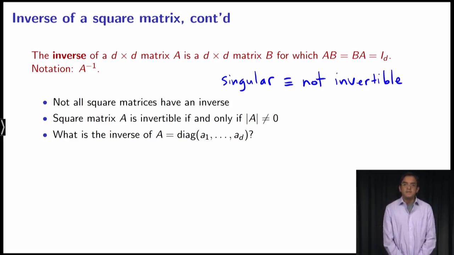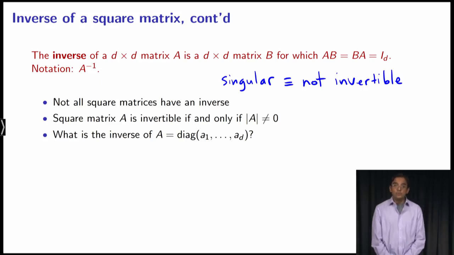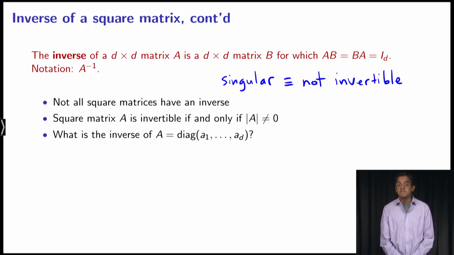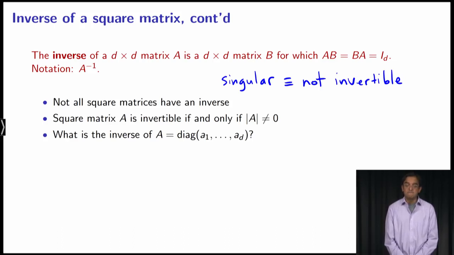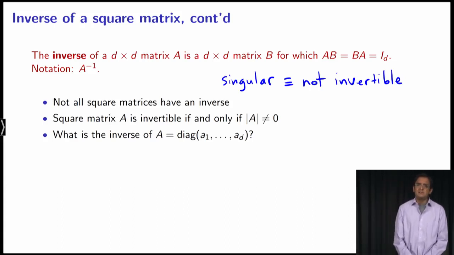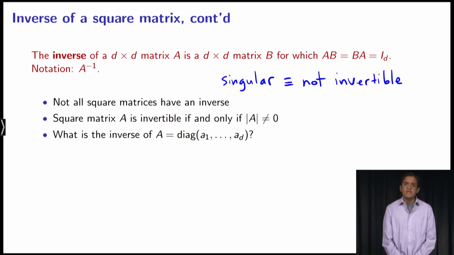Okay. The second thing is that there's an easy way to assess singularity. A matrix is singular if its determinant is 0. Okay, so another way to put it is a matrix is invertible if and only if its determinant is non-zero. Okay, and so now let's look at a special case. Suppose we have a diagonal matrix, A1 to AD.